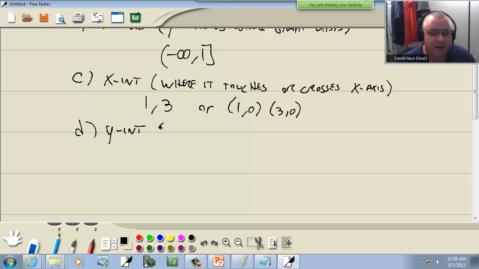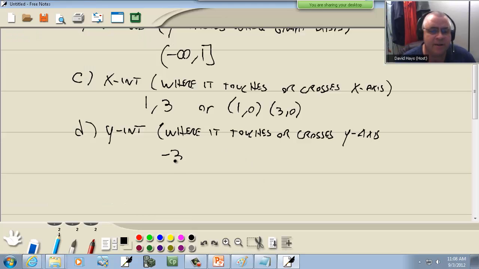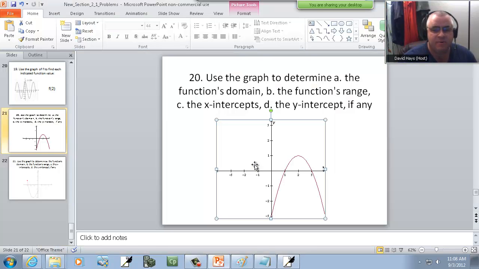Then we'll want to find the y-intercept. And this is where it touches or crosses the y-axis. This one looks like it's crossing at -3, so our answer would be -3, or if you want to write it in point form, it'd be (0, -3). And those would be my answers for that particular problem.